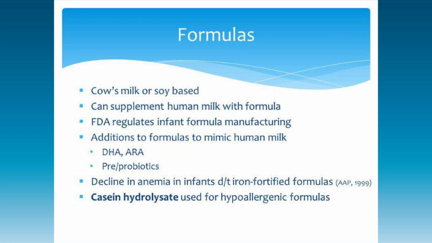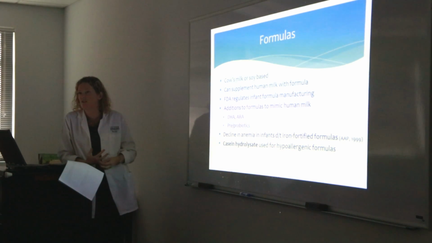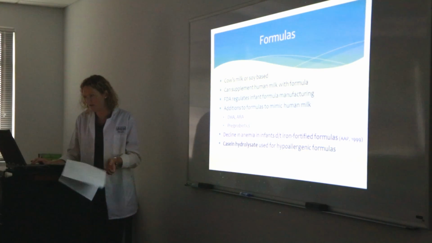And we have seen a decline in anemia in infants because we've been adding iron to formula now, so that's a good thing. Casein hydrolysate, which is just casein that's split into smaller components, is used as the protein part for some of the hypoallergenic formulas so that they can better tolerate those formulas. They're a little more expensive, but better tolerated for some infants.